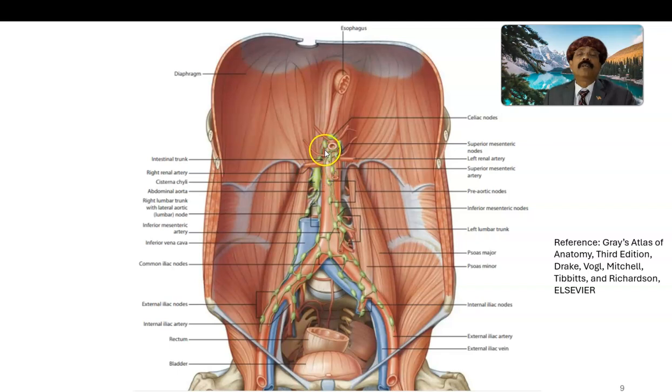From the upper end, we get the thoracic duct. The thoracic duct enters the thorax through the aortic opening of the diaphragm, and it passes through the posterior mediastinum. Then at the junction between the posterior mediastinum and superior mediastinum, it turns towards the left and ultimately reaches the neck root and drains into the junction between the left internal jugular vein and left subclavian vein.